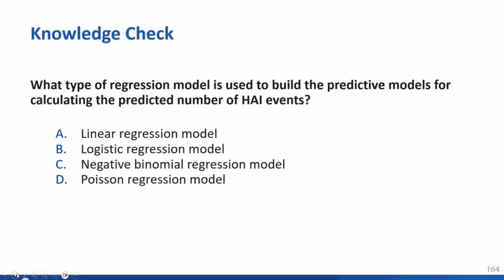All right, pop quiz. Next slide, please. All right, let's see who is listening. What type of regression model is used to build the predictive models for calculating the predicted number of HAI events? Is it A, linear regression, B, logistic regression, C, negative binomial regression, or D, Poisson regression?